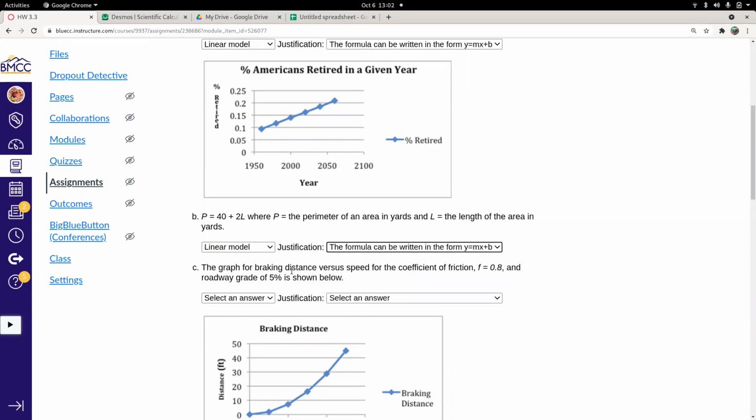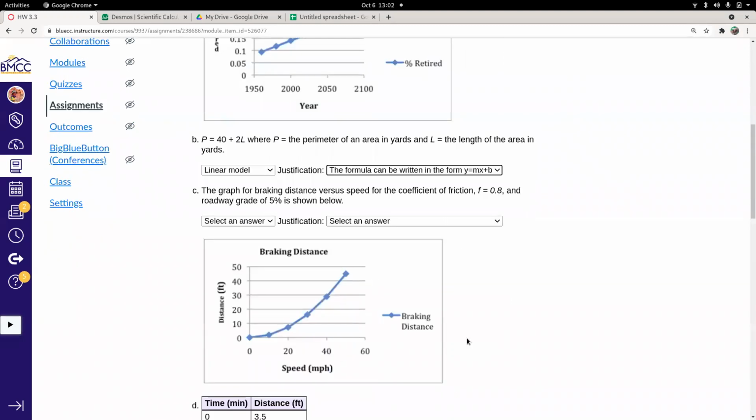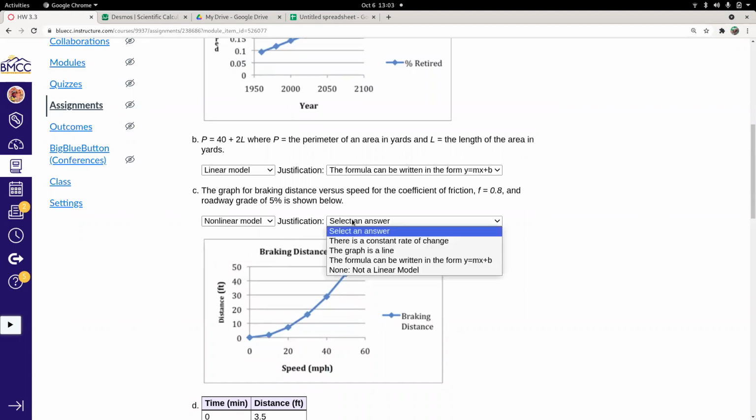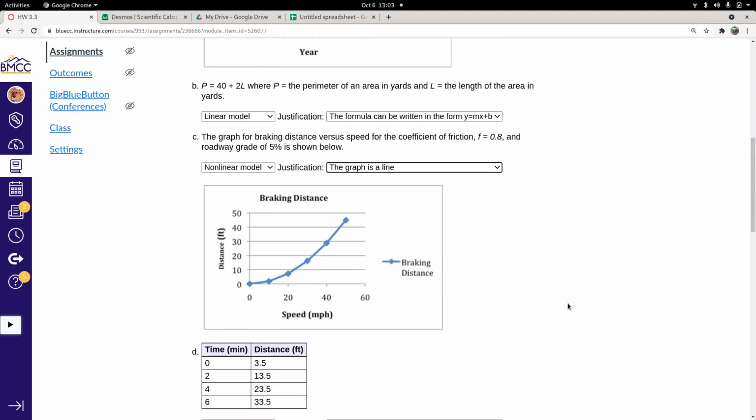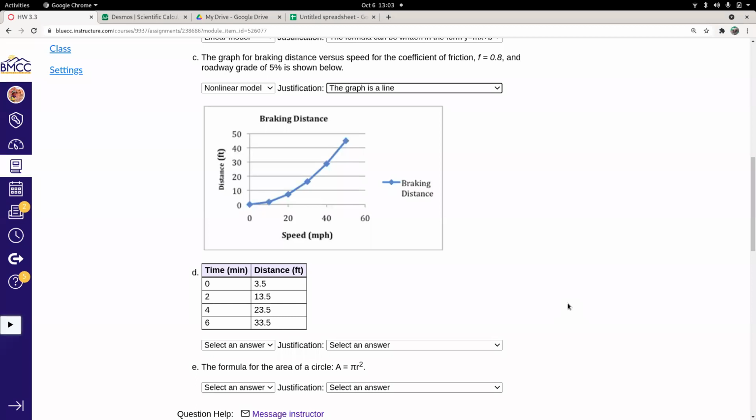Okay, the graph for braking distance versus speed is given below. That doesn't line up. So this is not linear. There is not a constant rate of change. Graph is not a line. Pretty clear.